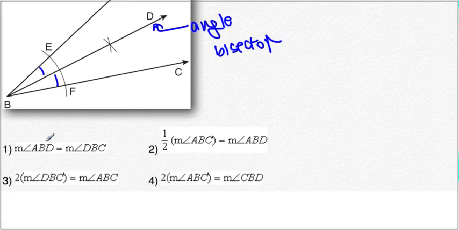Which statement must be false? ABD, which is the upper angle, has to be equal to DBC, bottom portion. That is correct. And angle ABC, which is the entire thing, half of that is equal to ABD, which is the upper portion. That is also correct. 2 times the bottom one, DBC, must be equal to the entire thing. That's also correct. That makes the fourth one the incorrect answer. The measure of the angle ABC, which is the entire thing, double that, should be equal to CBD, which is the bottom portion. That is not correct. So therefore, the fourth one will be our answer.